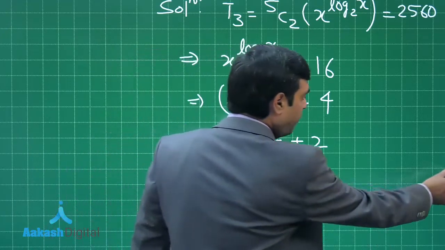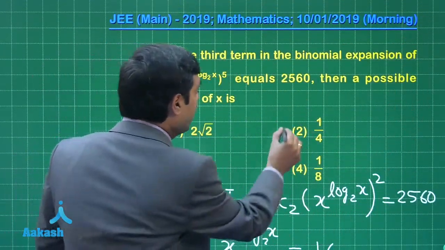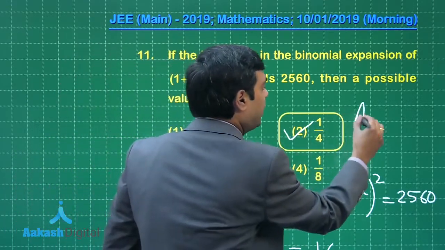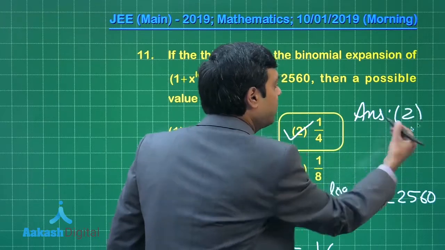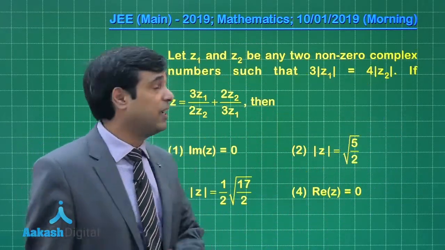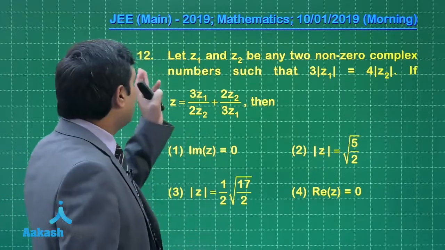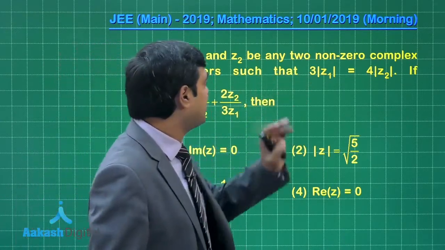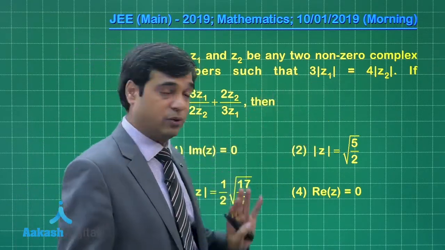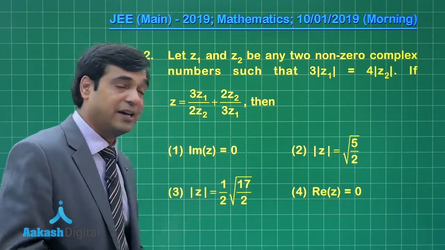Let's see from the given options, do we have such a result available with us? Yes, we can see 1/4 is available here as option number 2. So we obtain the correct answer as 1/4, that is option number 2. Let's move on to the next question of this JEE Main 2019 morning shift of 10th January. Let z1, z2 be two non-zero complex numbers such that 3z1 equals 4z2. If z equals this term, then which of the following is correct?